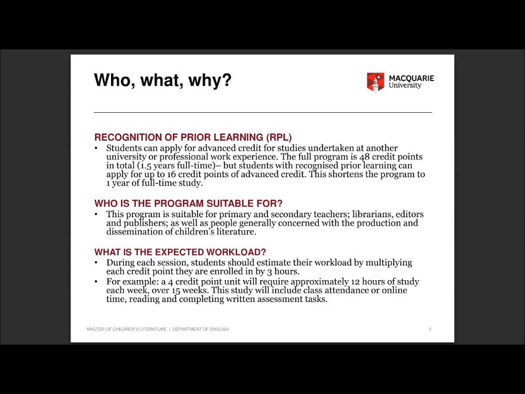So all of the Masters of Children's Literature subjects are worth 4 credit points each, which means that they require approximately 12 hours of study each week over 15 weeks. As you can imagine, if you're studying full-time, that is quite a commitment. What that translates to in real time is that you will need to read at least one children's novel per week, as well as 1 or 2 articles of secondary material, of literary criticism.